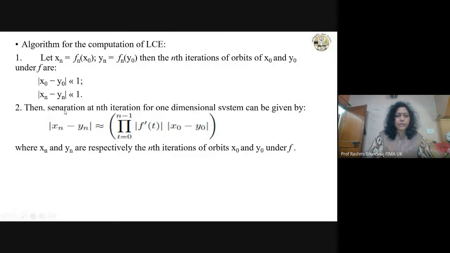Then we calculate the nth iteration for a one dimensional system, which is given as mod of xn minus yn, which is approximately the product over t equal to 0 to n minus 1 of mod of f dash t x naught minus y naught. Basically, as these depend on x naught, y naught, like yesterday I showed that f is of x naught, y naught, f dash, or f1, is the first derivative of that, and like this you get different trajectories, where xn and yn are respectively the nth iteration of the orbit of x naught and y naught under the function f.